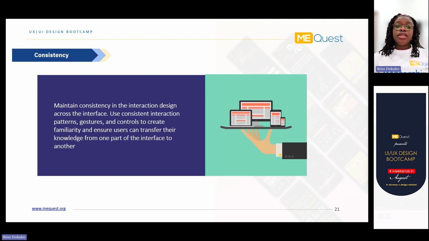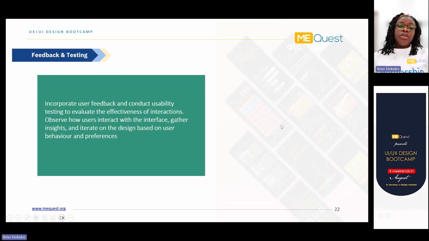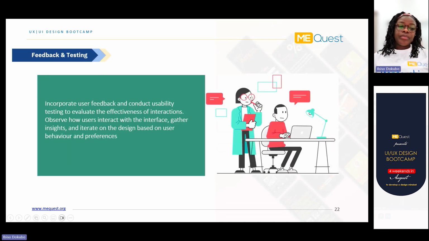Use consistent interaction patterns, gestures, and controls to create familiarity and ensure users can transfer their knowledge from one part of the interface to another. So, feedback and testing. Incorporate user feedback and conduct usability testing to evaluate the effectiveness of interaction. Observe how users interact with the interface, gather insights, and iterate on the design based on user behavior and preferences.